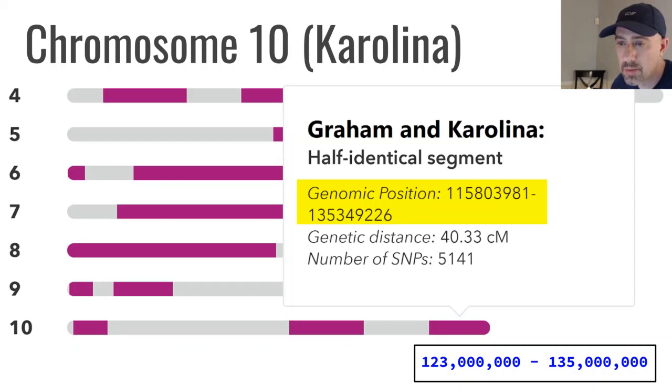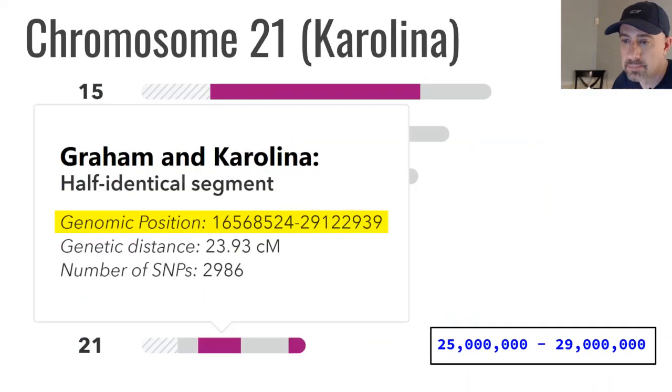And then on chromosome 10, we see the pattern repeat. Again, we see Graham and Karolina sharing DNA where visual triangulation predicted that they would share DNA. And finally, on chromosome 21, again, the predictions that we came up with as a result of our visual phasing, as a result of our visual triangulation comparisons, look good here too.